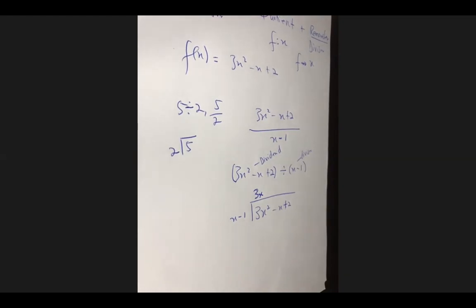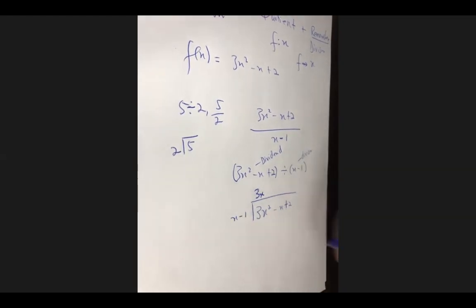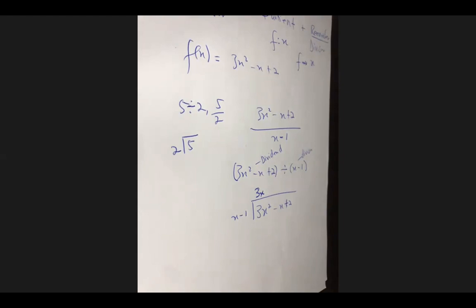Because 3x times x is 3x squared. Good. Now the next step is to pick this x and then check the number of times it goes into this x. So x will go into itself how many times?